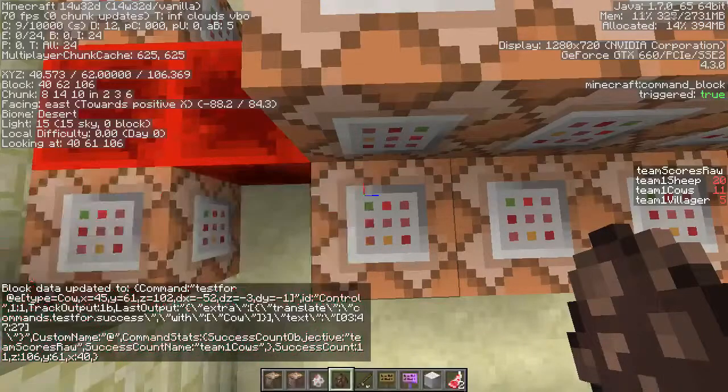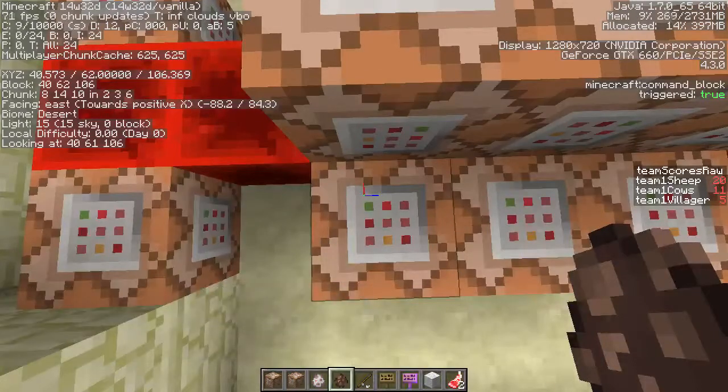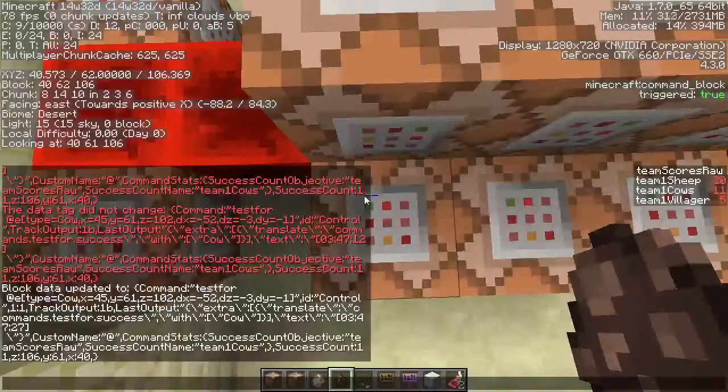I mean, I could set 1 to 1, then it says it was updated, although the 1 is an invalid NBT tag. Yeah, success count is 11. Team 1 cows score is 11. The stats are working.